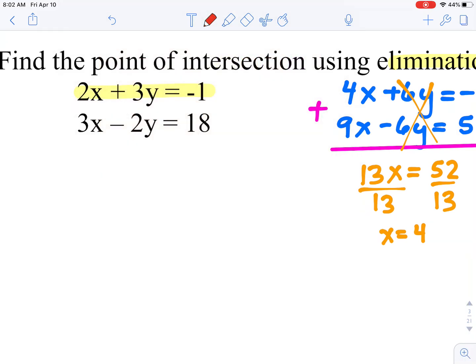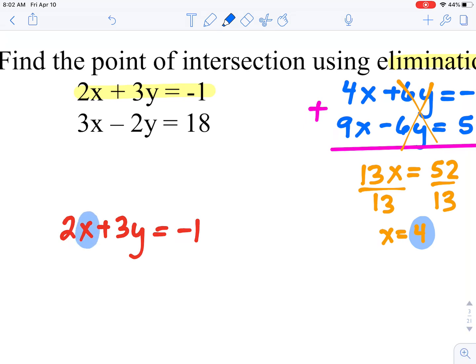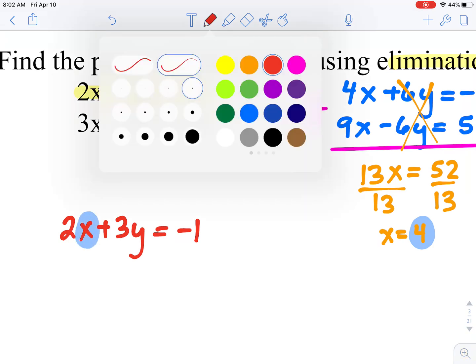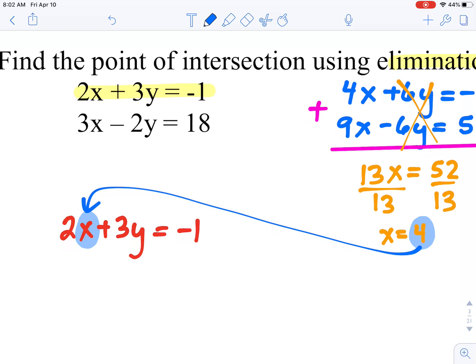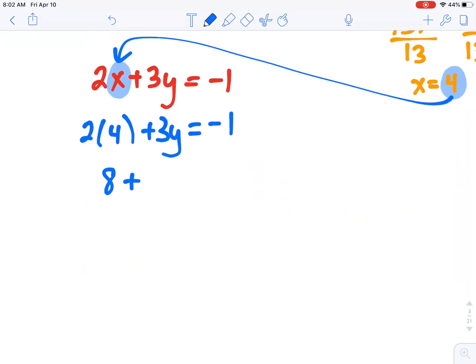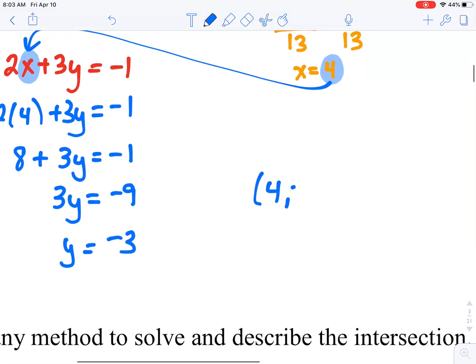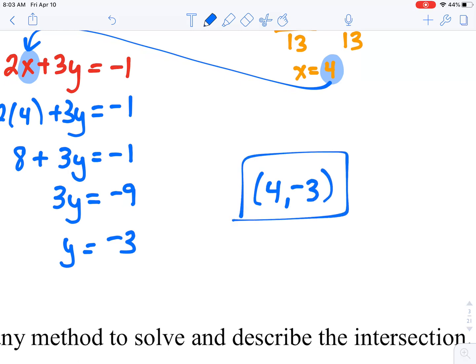And I'm just going to rewrite it. So 2x plus 3y equals negative 1. And now I'm going to replace the x that I found and solve for my y. So replacing my x with 4, so 2 times 4 plus 3y equals negative 1. Continue solving. We have 8 plus 3y equals negative 1. Subtract 8 to get negative 9, and divide by 3 to get negative 3. Your ordered pair solution is x comma y, 4, negative 3.